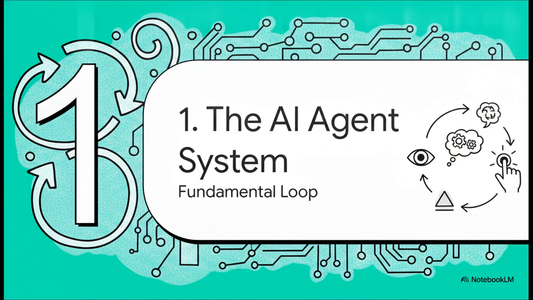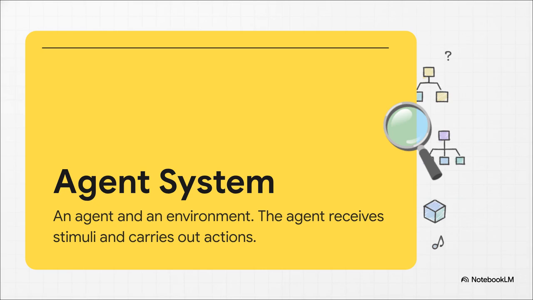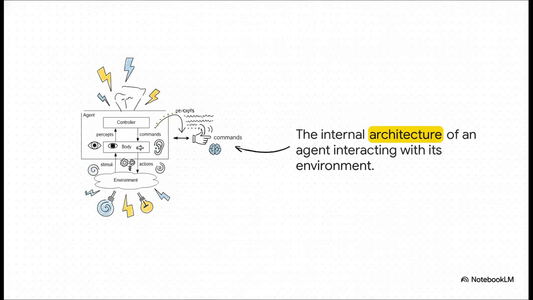All right, part one, the AI agent system. Before we even touch artificial brains, we really need to understand the absolute foundational building blocks here. In its simplest terms, an agent system is made up of just two things: the agent itself and the environment it lives in. There's this continuous, unbroken feedback loop happening. The agent constantly receives stimuli from the outside world, and in return, it carries out actions that physically affect that exact same environment. And this brilliantly illustrates that dynamic.